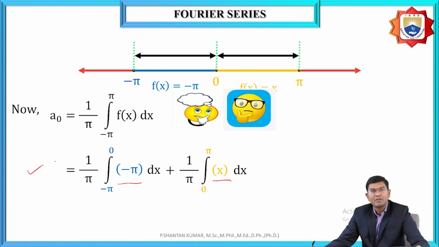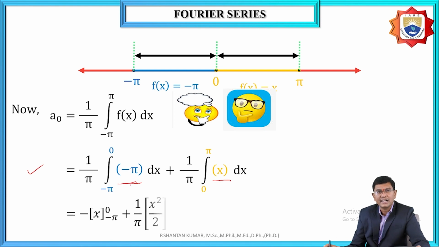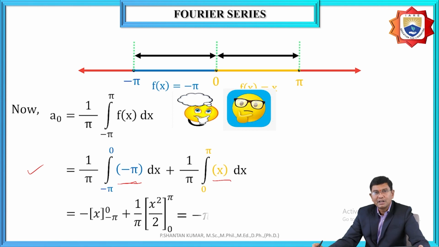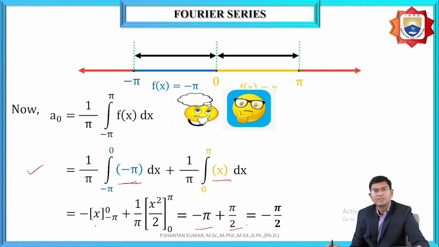Therefore, integrating the two parts, in the first, minus pi is taken out common and pi cancels. The rest of the thing is minus x, with limits minus pi to 0. And the second one, 1 by pi, integration of x is x square by 2. After replacing the upper and lower limits, the first part is minus pi, the second part is pi by 2. Therefore, the solution is minus pi by 2.